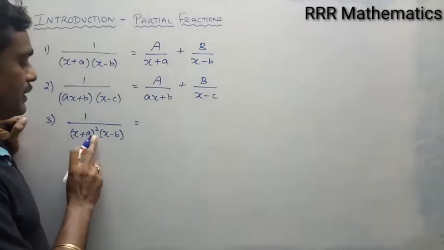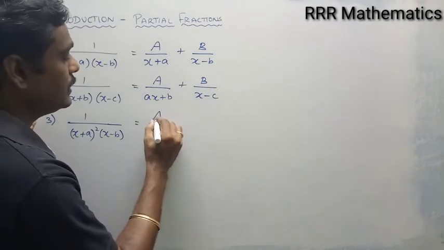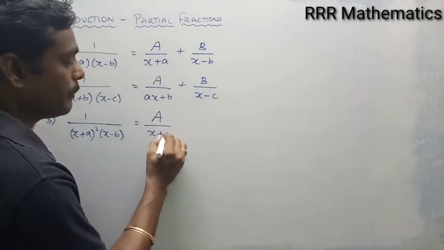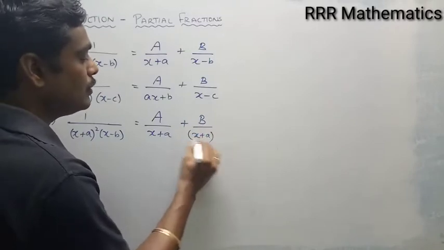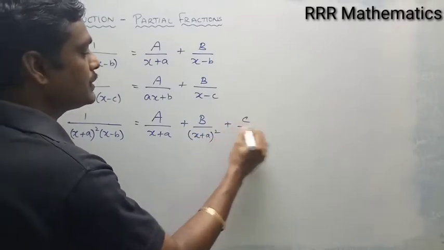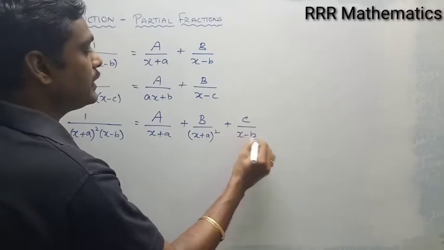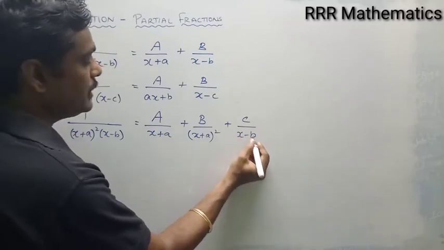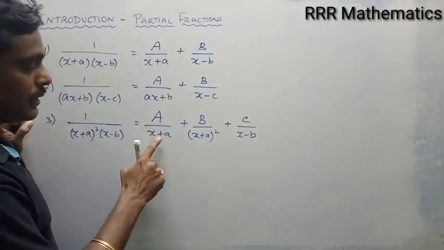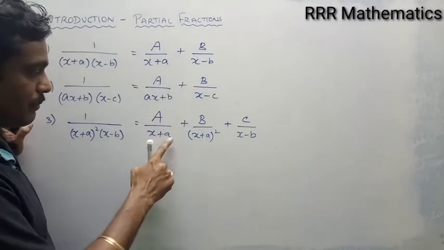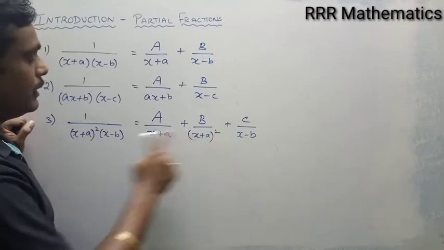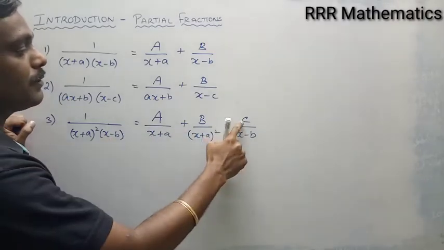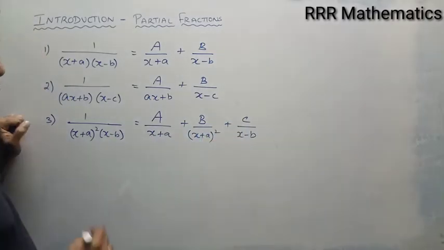Suppose 1 by (x plus a) whole square into (x minus b). Here x plus a is repeated twice. So we want to write A divided by (x plus a) plus B divided by (x plus a) whole square plus some constant C divided by (x minus b). Here when you see power 2, I will write some constant by (x plus a) power 1, again some constant by the same (x plus a) power 2. And for x minus b I will write some constant capital C divided by (x minus b).